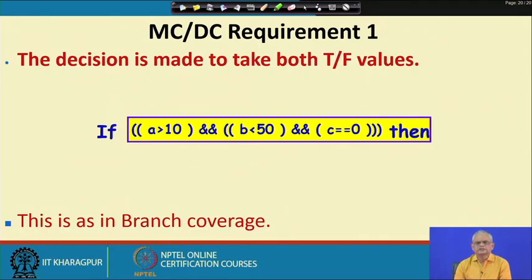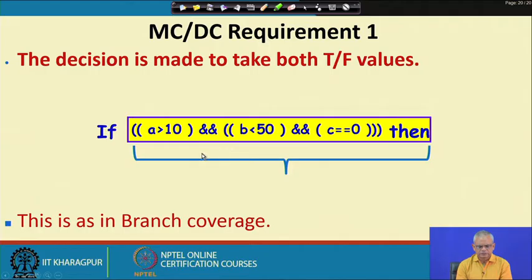Let us try to understand with some examples. Let us look at this expression: a greater than 10 and b less than 50 and c equal to 0, then something, and we want to test it such that the test cases will achieve MCDC coverage. So, we need to assign the first sub expression true and false values such that the decision will become true and false.